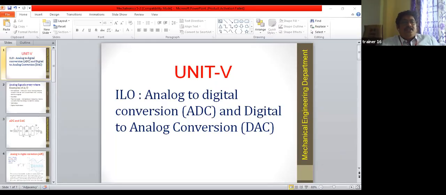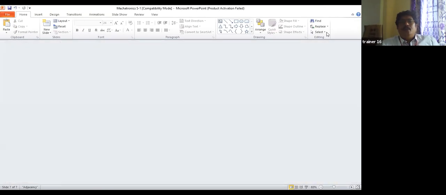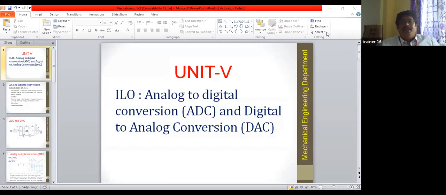So last class we discussed these things, right? Today we are going to discuss analog to digital conversion or analog to digital converter. We can also call it the conversion of analog signal to digital signal. And DAC means digital to analog conversion. That means data converter. Here ADC means data converting from analog to digital. DAC means data converting from digital to analog.